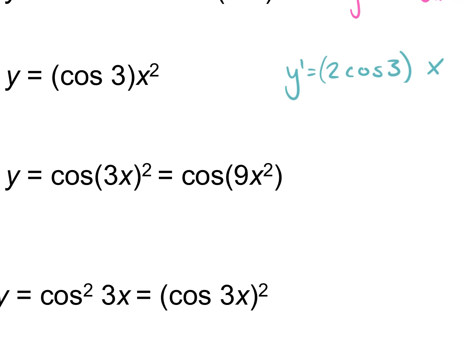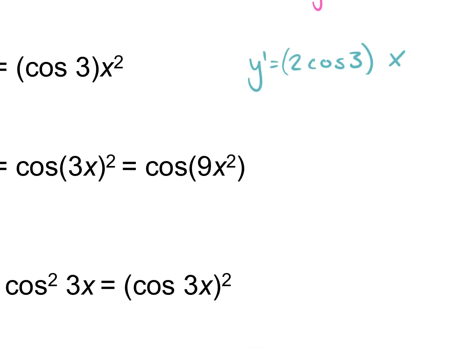Okay, let's do C. What's the derivative of the cosine? Negative sine, so I've got negative sine of 9x squared. And then what's the derivative of 9x squared? 18x, awesome. So negative 18x times the sine of 9x squared.